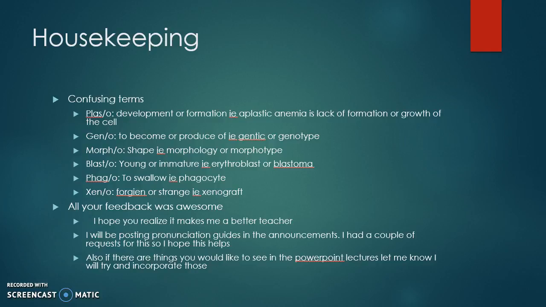So I appreciate all your feedback from midterm feedback last week. It does make me better. I look at every single piece of feedback and consider those things. A couple of times I had some students asking for help with pronunciation, so I'm going to try and post pronunciation guides in the announcements. I'm hopeful to have that for you by the end of the week this week, and then every week thereafter. Also, if there's things you want in the PowerPoint lectures, let me know, and I can try and include those if they're reasonable requests.